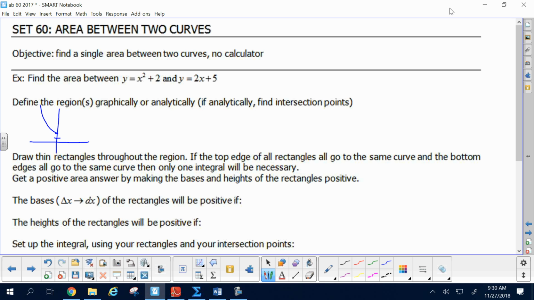So something like that. 2x plus 5 is a line with a y-intercept of 5 and a slope of 2. Together then, those curves come together to enclose the region. Now we're going to find the area of that region, just as always, by summing all these rectangles.